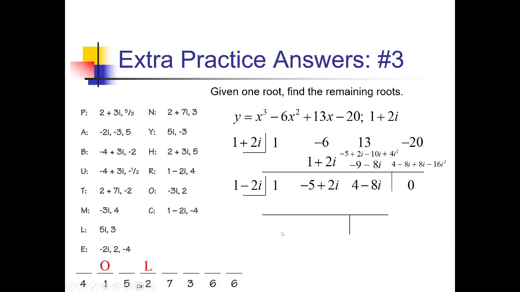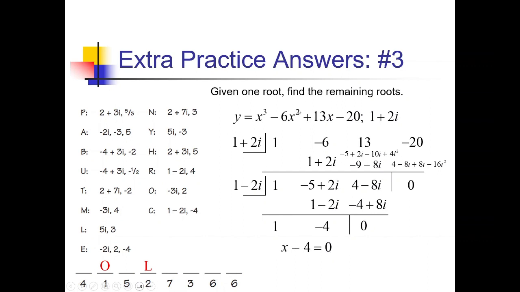So bring down the 1 times this is going to give me 1 minus 2i. The positive and the negative 2i's cancel out conveniently, giving me the negative 4 there. And then multiply that out, we've got negative 4 plus 8i. Well, negative and positive 4 cancel, negative and positive 8i cancel, so that's all 0. So we have x minus 4 for my quotient after going twice with synthetic division.